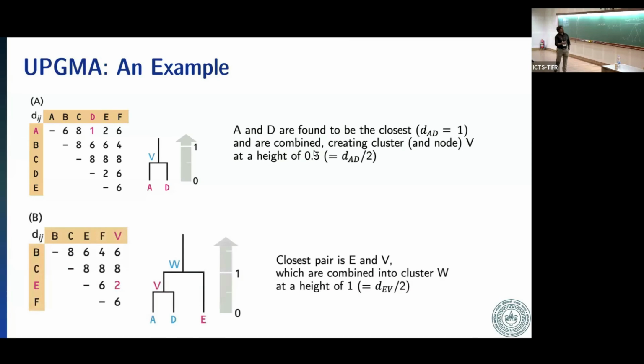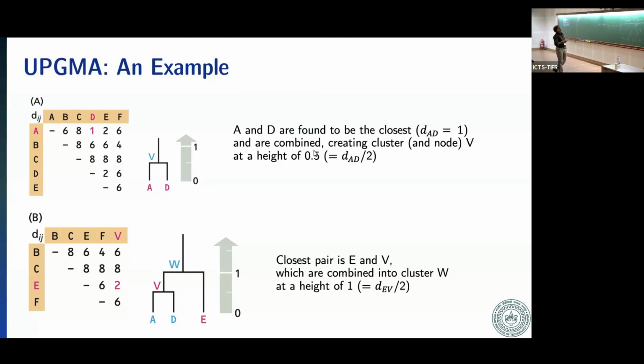And after we have done that, we have to compute the distance between V and all these other sequences. A and D are going away. So in the distance matrix, we no longer have A and D, okay? They have been removed, instead we have V. And these distances, sorry, have been again calculated using the formula that I have shown you.